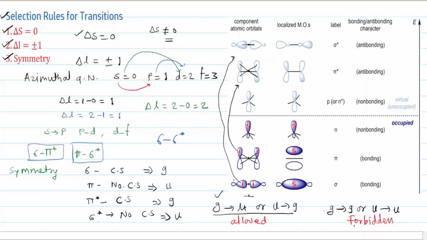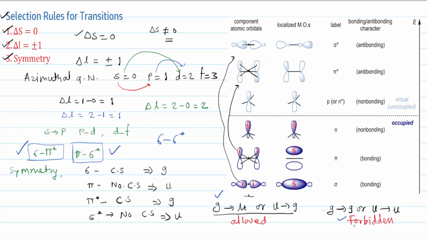Therefore, sigma to sigma star, pi to pi star, n to sigma star, and n to pi star are allowed transitions, whereas these two transitions, that is sigma to pi star and pi to sigma star, are forbidden transitions according to the symmetry selection rule for transition. Though they are forbidden, they show a lambda max as well as epsilon, but the intensity is very much less, so that we cannot detect those transitions.